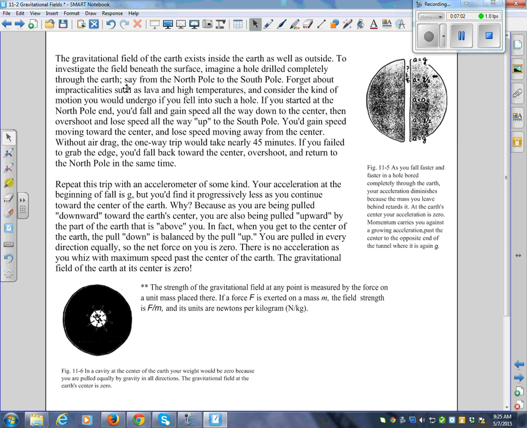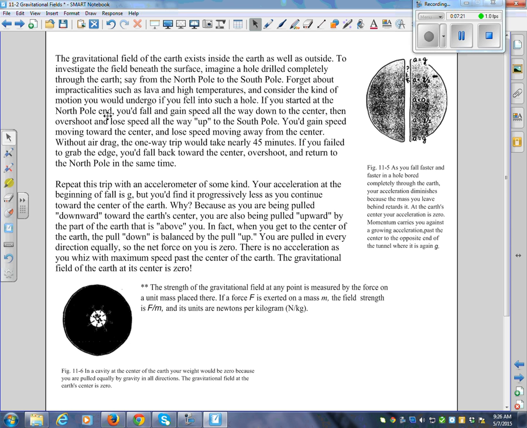To investigate the field beneath the surface, imagine a hole drilled completely through the Earth, and we're going to say from the North Pole to the South Pole, just for simplicity's sake. Forget about impracticalities such as lava, high temperatures, lack of bathroom facilities, what have you. Consider the kind of motion you would undergo if you fell into such a hole.